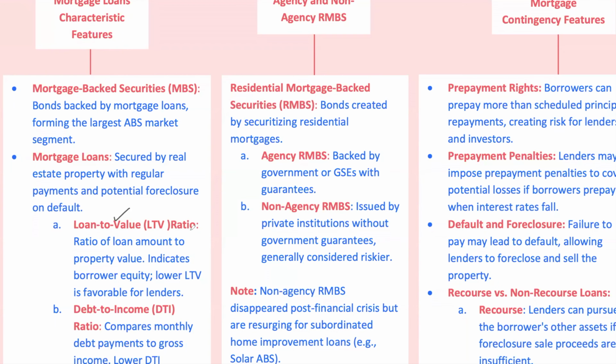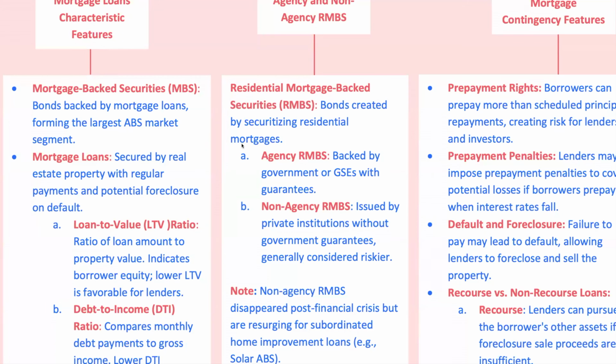One key measure lenders look at is the loan-to-value, LTV, ratio. LTV measures the size of the loan relative to the property's value. For example, an LTV ratio of 80% means the loan covers 80% of the property's value, leaving the borrower with 20% equity. Lower LTV ratios indicate that the borrower has more skin in the game, which is positive from a lender's perspective because it reduces the risk of default.